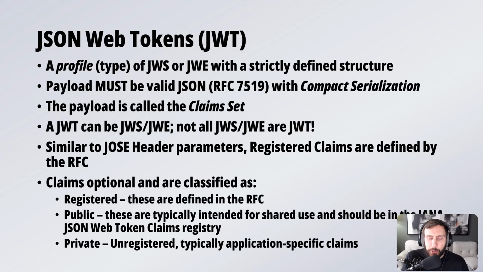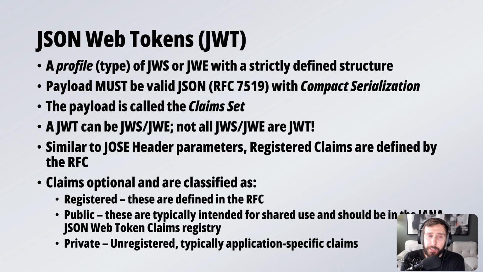So JSON Web Tokens are described as a profile, or maybe a type or a subset, of JWS or JWE tokens. That is because they have a more strictly defined structure compared to those. They're less flexible. They can be a type of JWS or a type of JWE, but not every JWS or JWE is going to qualify as a JWT. The payload in particular must be valid JSON and be using the compact serialization structure, which we've been focusing on.